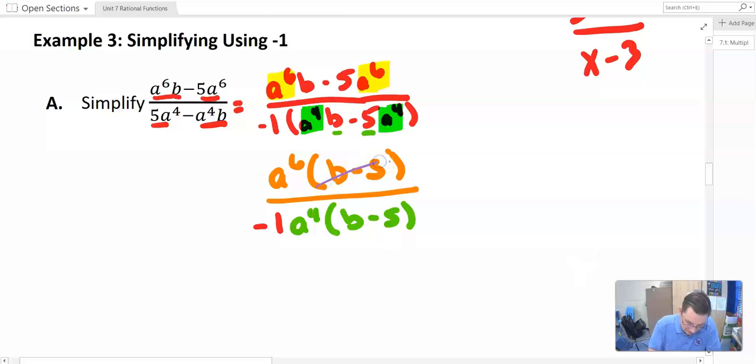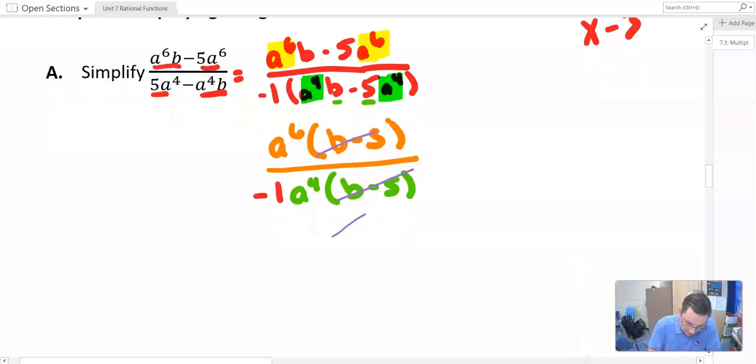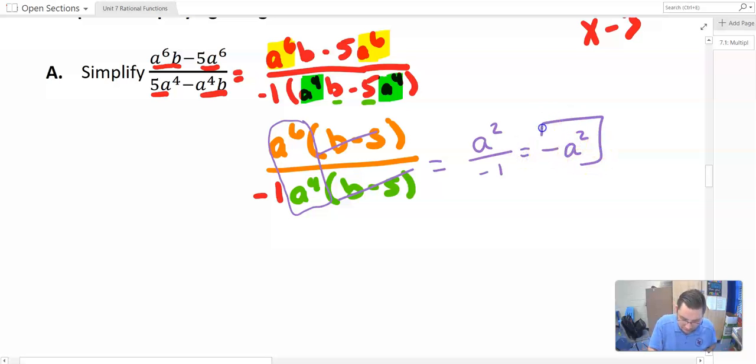The b minus 5 and the b minus 5 here will cancel. And then we see that the powers here are going to reduce. They're both the base of a. And so remember, you're going to do the 6 minus the 4. And so that's going to give us a squared. We're still over negative 1. And so remember that dividing by 1 does nothing, but the negative is going to change the sign of our final answer. So our final answer is just negative a squared.